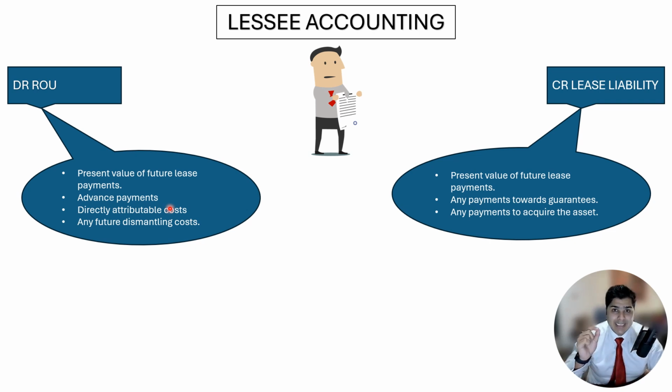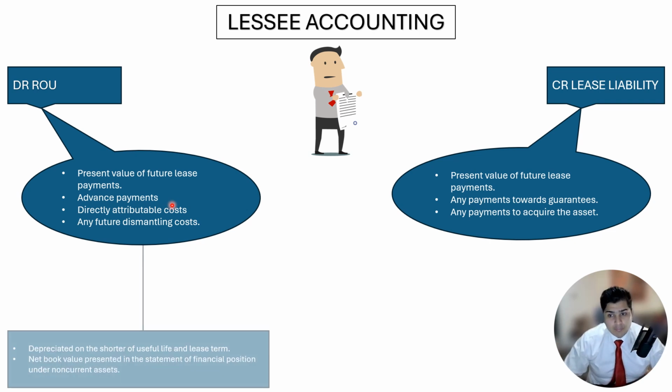However, in the ROU, we don't have an instant purchase price. We will be paying in the form of future lease liability. So the part of the ROU will be present value of the future lease liability, any directly attributable cost, any advance lease payments, and any dismantling future costs as well. This is all the initial recognition.